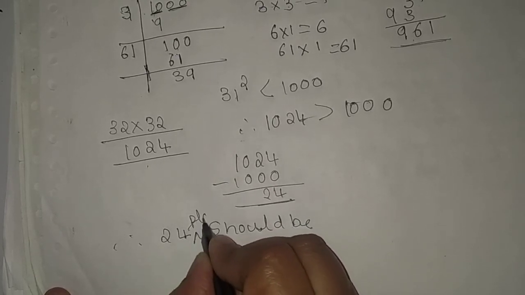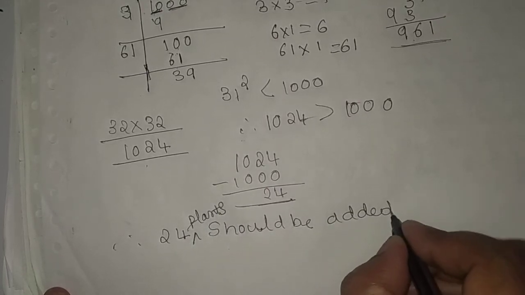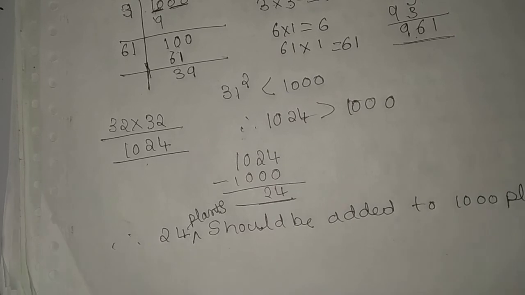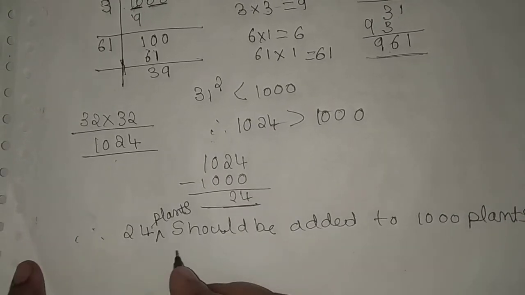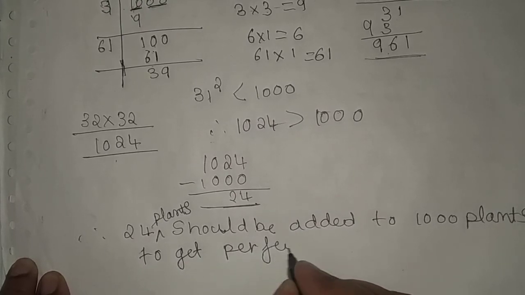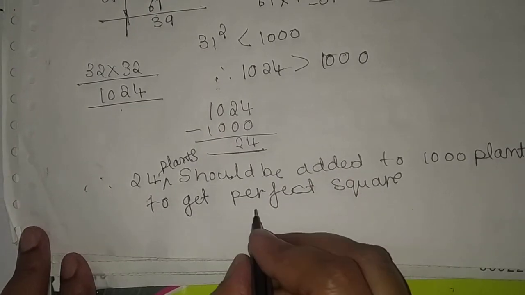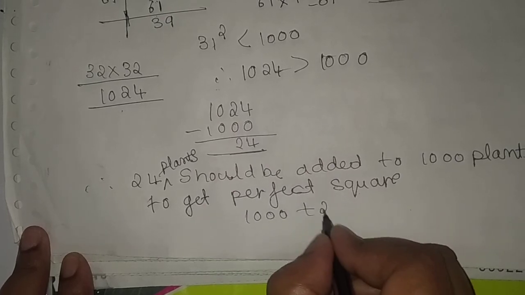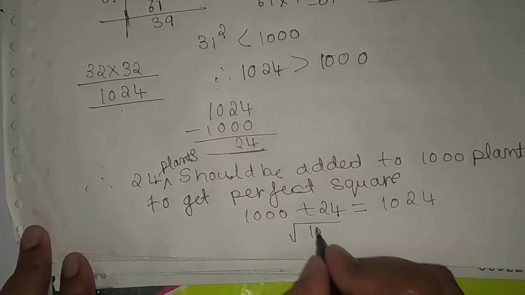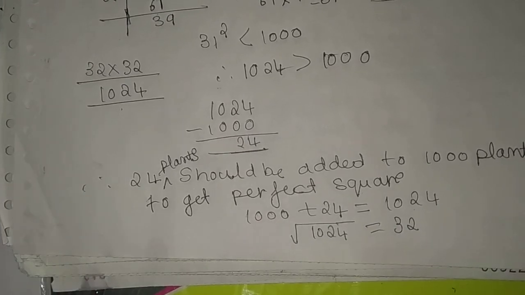24 plants should be added to 1000 plants to get a perfect square. So this is the solution. So see here, 1000 plus 24 is equal to 1024. Therefore square root of 1024 is equal to 32. So this is the solution for the 8th problem.